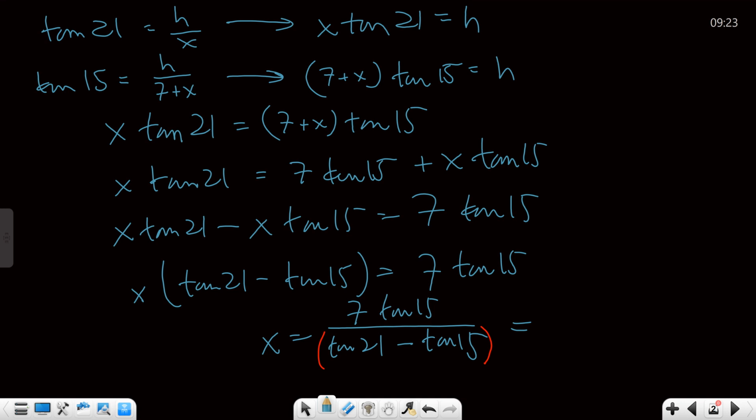So here's how I'm typing it in. Parentheses, 7 times the tangent of 15. Hold on, close parentheses, divided by parentheses, tangent 21, close parentheses, because it already stuck parentheses in there for me, minus tangent of 15, close parentheses, enter. 16.1.